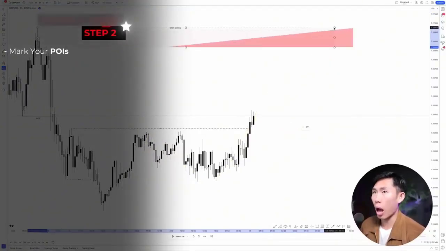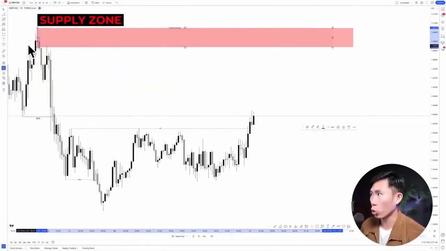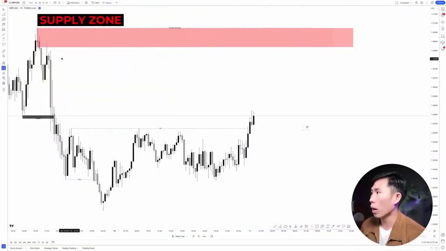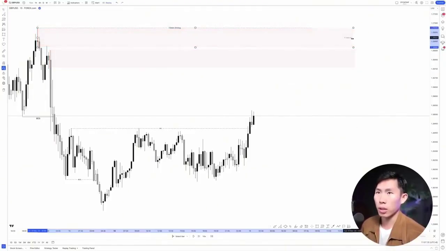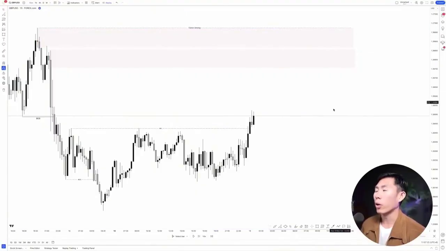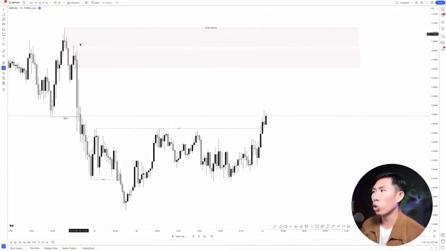Okay, so over here we've got our extreme supply zone right here that led to this break of structure, and then there is also another supply zone right here. Okay, there's also another supply zone right here. This is more of an order block, right? But I'll just label this as a supply zone. Let me mark this up to make it a little bit cleaner. Okay, so right now we have our two points of interest.